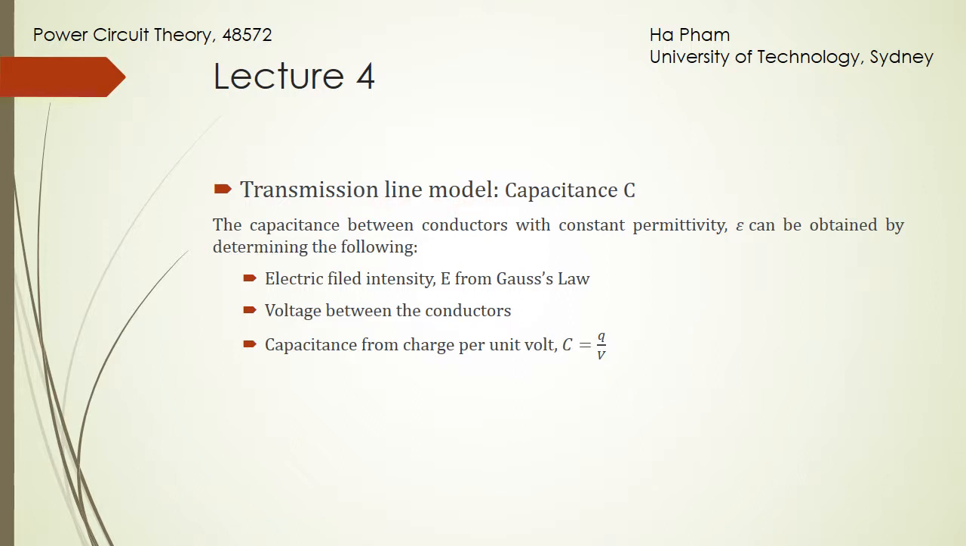The capacitance between the conductors in a transmission line with constant permittivity epsilon can be obtained by determining the following. The electric field intensity E from Gauss' law, and then extract the voltage between the conductors. The capacitance is defined by this formula: the charge Q over the voltage.